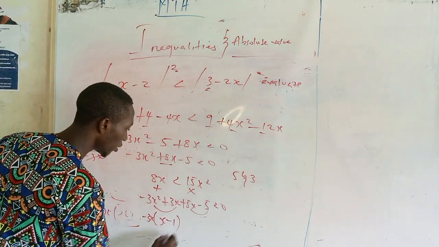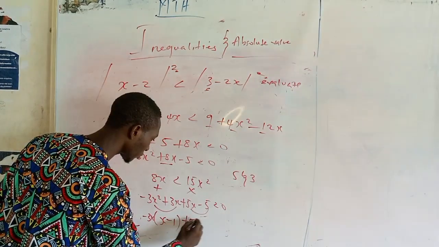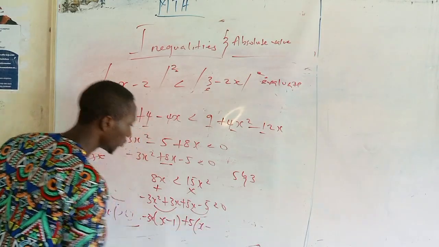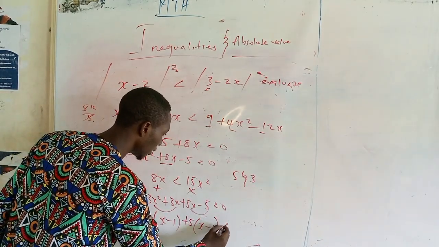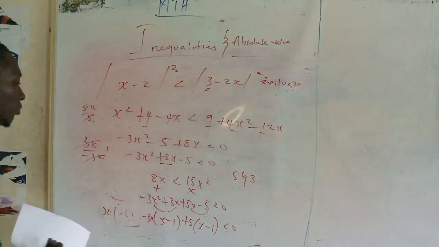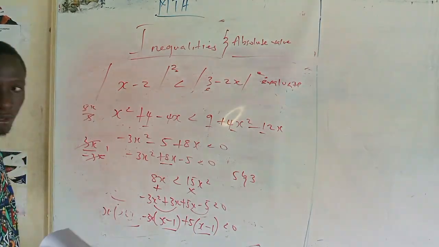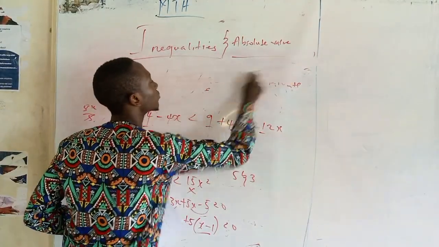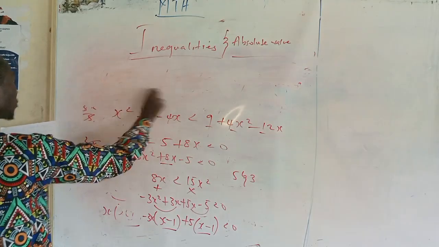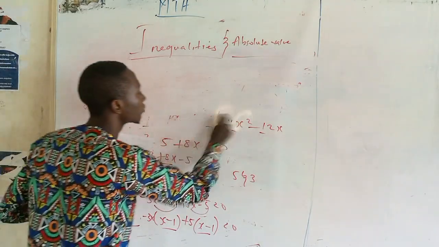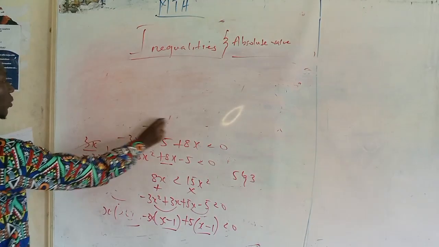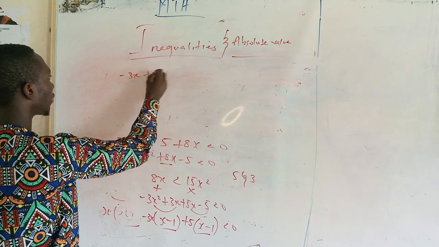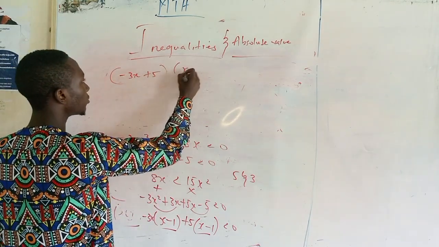Plus, what's common here? 5. So 5x divided by 5 is x, and minus 5 divided by 5 is minus 1, less than 0. Can you see that the two brackets are the same? So we factorized it correctly. So therefore, we then have minus 3x plus 5, put it in bracket, x minus 1, put it in bracket, less than 0.